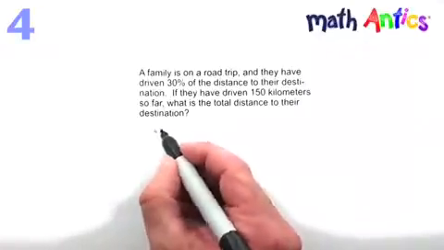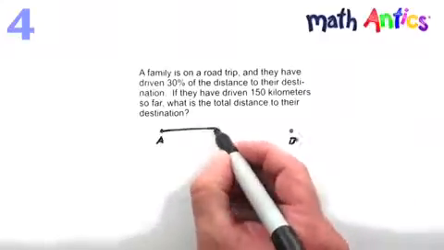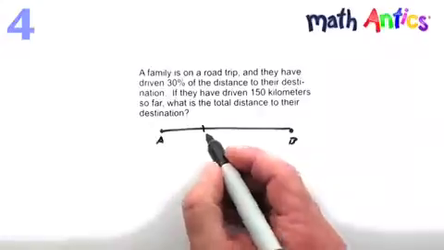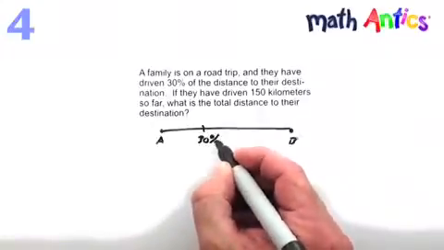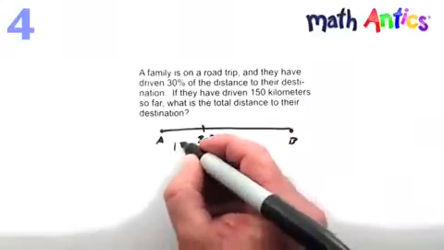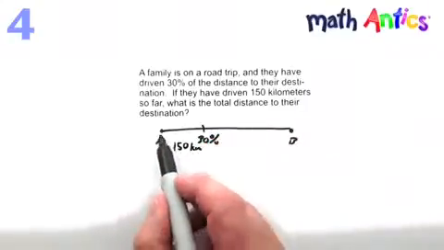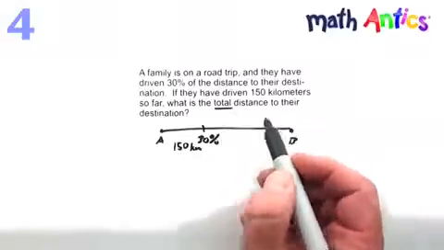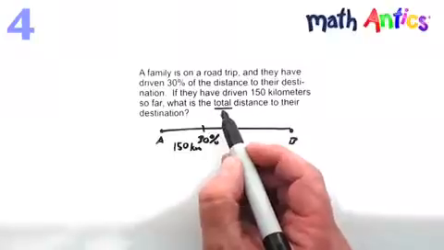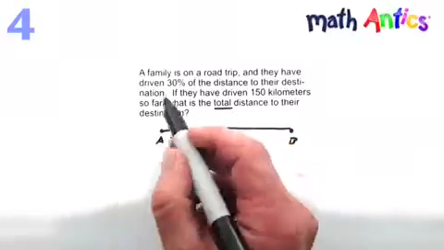Let's imagine that they're going on a trip from point A to point B. So here's A and B, and so far they've gone about 30% of the way. So that's about a third of the way. We'll say 30% of the distance they've gone, and that is 150 kilometers so far. That's how far they've gone. So we need to know the total distance to their destination, this whole amount. So it's easier to tell here that we're looking for the total also because it uses the word total. So this is a percent problem.